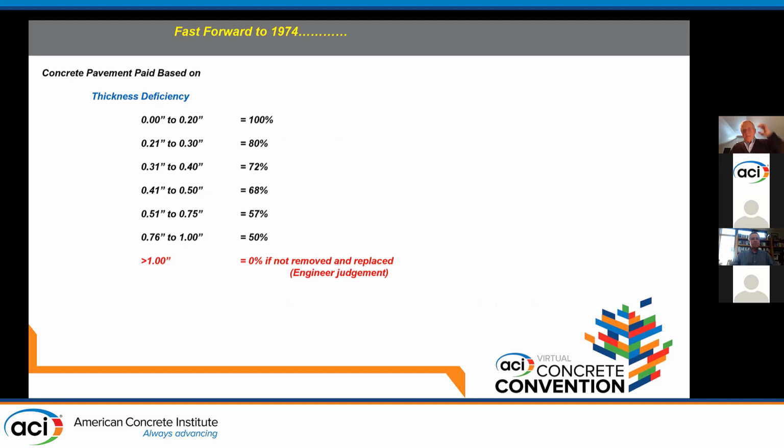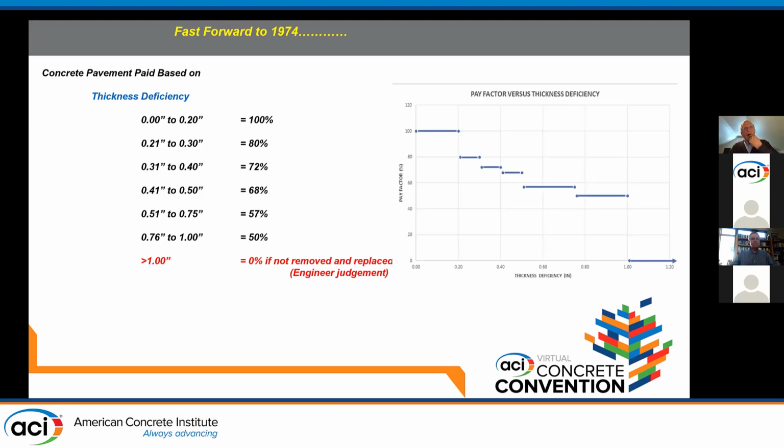So you have to think about what it is you're trying to do here. The pavement also was paid based on thickness, and it was only a deficient thickness issue. If the contractor was within 0.2 of an inch, 100%, and you can read the numbers going on down. I always like to draw a picture. It helps me look at the words a little easier. And if the contractor got more than an inch shy in thickness, then it might be removed and replaced.